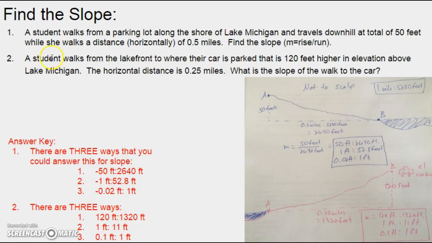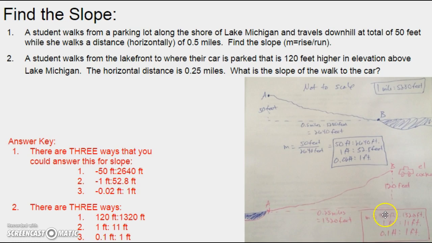And here, my second problem is a student walks from the lakefront to where the car's parked. That's 120 feet higher in elevation above Lake Michigan. The horizontal distance is 0.25 miles. So what's the slope of the walk to the car? They start here and they walk up this hill, and they end up here at their El Coche, which is French for automobile. So they walk up 120 feet, and they walk a run of 0.25 miles, which is one fourth of 5,280 feet, which is 1,320 feet.